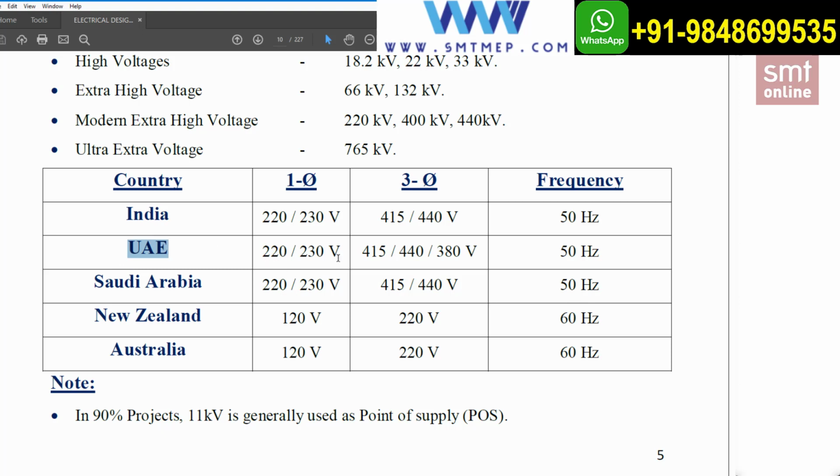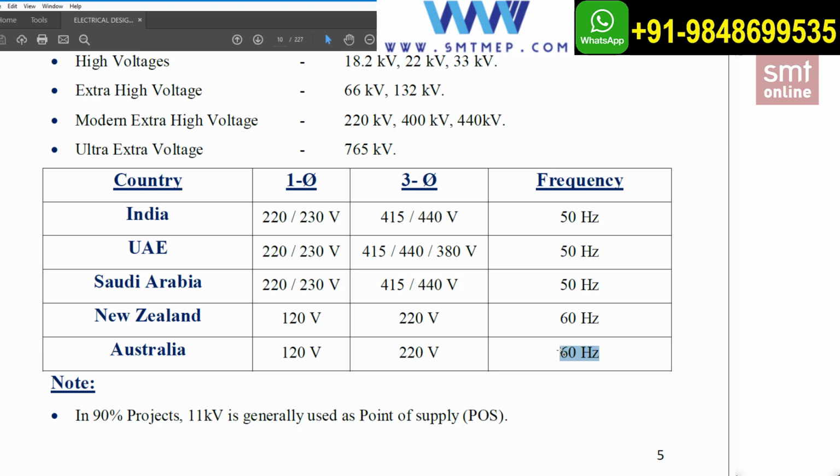For the UAE, it is 220, 230 for single phase. For three phase, 415, 440, 380. Again, the frequency will be the same. For Saudi Arabia, it's 220, 230, 415, 440. Again, for New Zealand, especially for the European countries or the Western countries, the voltage range will change. For single phase, it is something like 120. For three phase, it is something like 220. Again, the frequency is 60. For Australia and others, it is 120, 220, again 60 hertz.